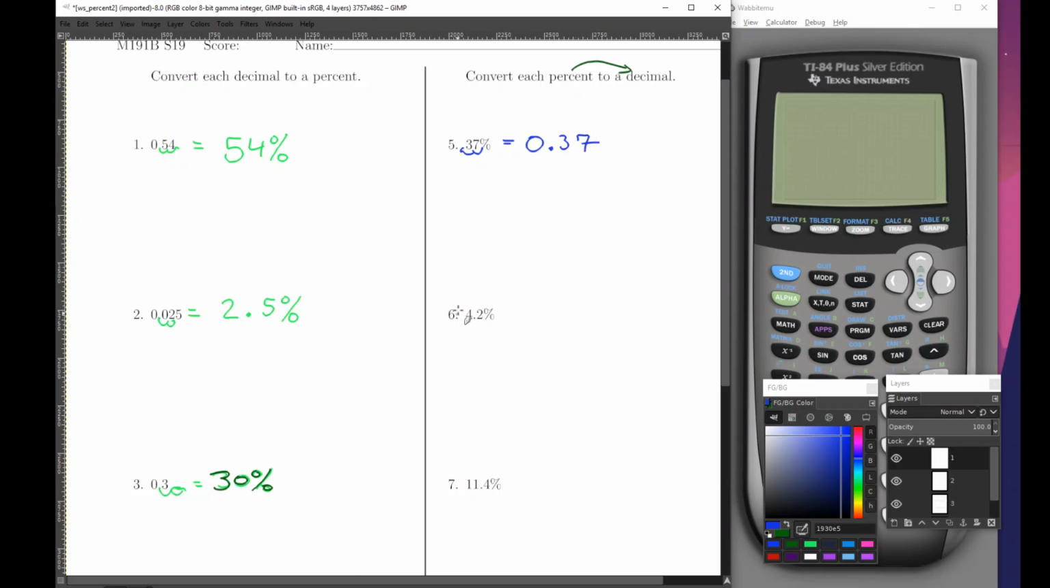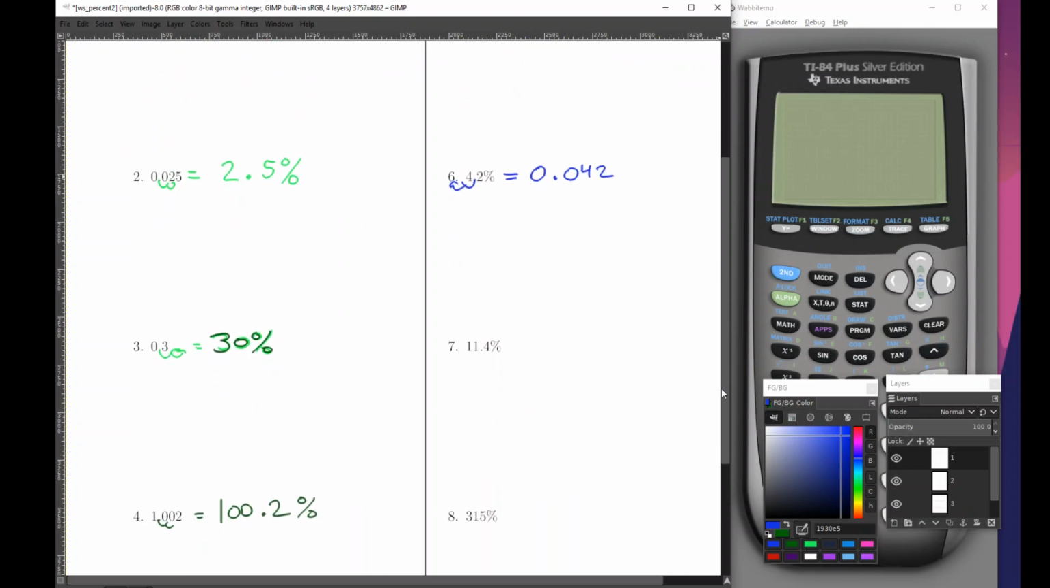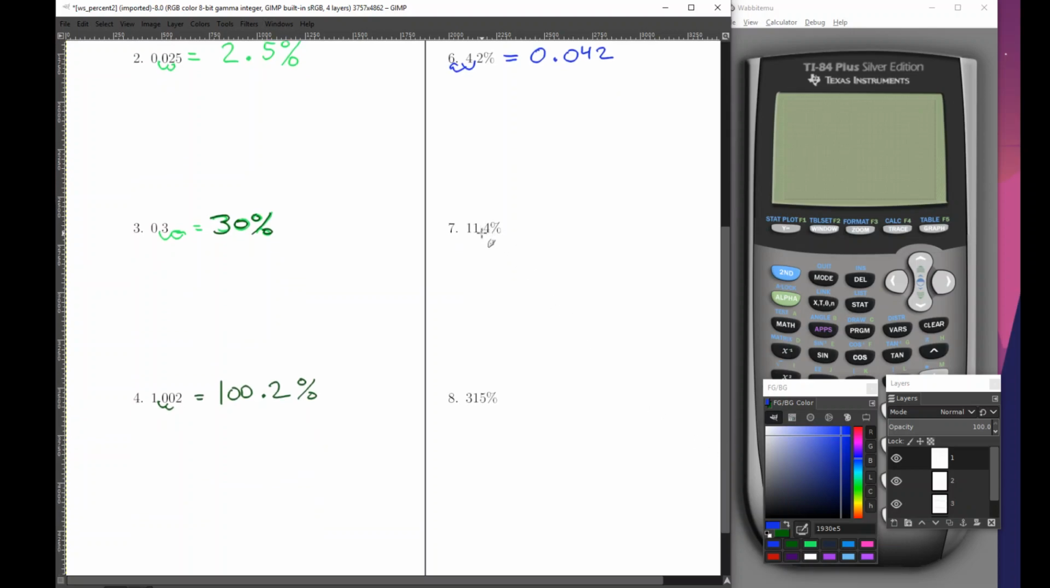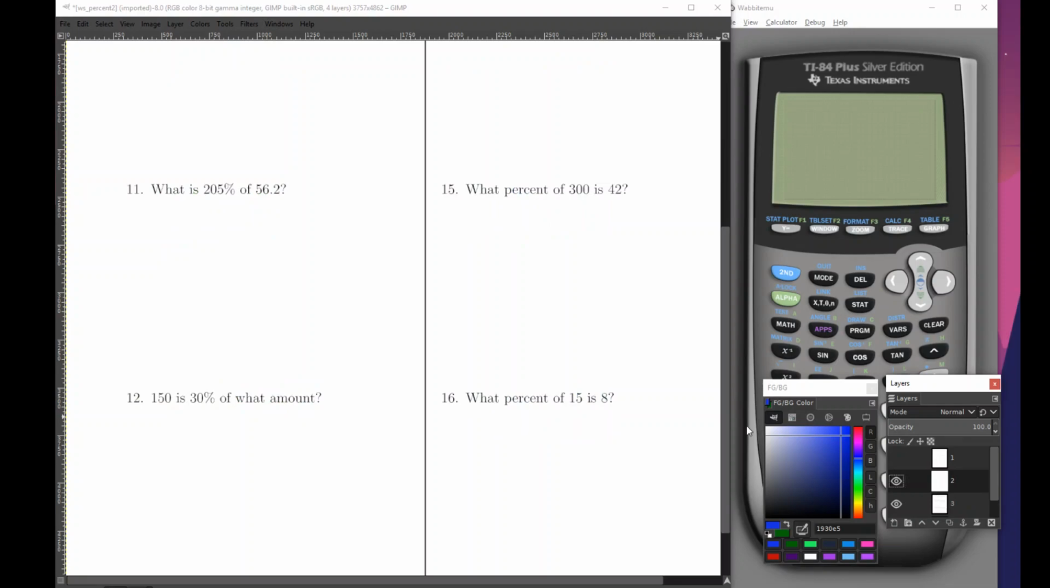We're ignoring this decimal or anything in the problem number. It's just this decimal right here. 2 places. This is 0.042. Oh, don't mind that flyover. 11.4 becomes 0.114. I'm a big fan of writing that leading 0. 315% becomes 3.15. So that's how we deal with those conversions. What's next?